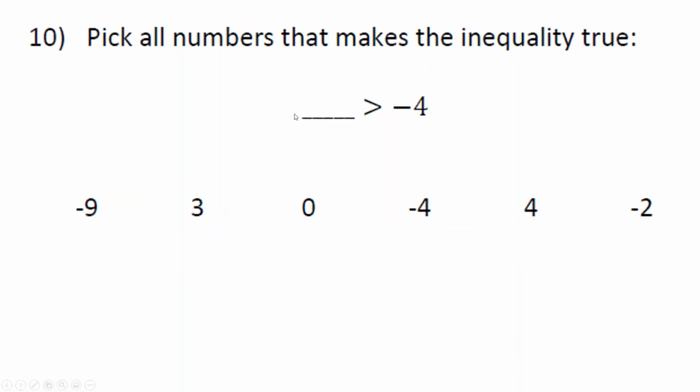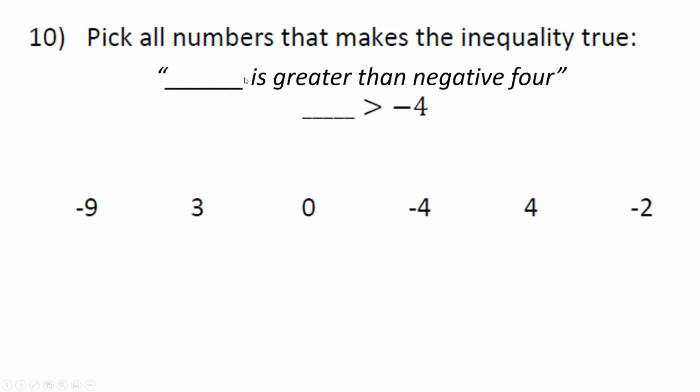Problem 10. Some number is greater than -4. Some kids might say -9 is, but when you picture a number line, -9 would be to the left of -4. Any positive is going to work. 0 would work. Not -4, because we don't want it to be equal to, we want it to be greater than. So -4 is not going to work. 4 would work and 2 would work. All right, we're going to keep going.